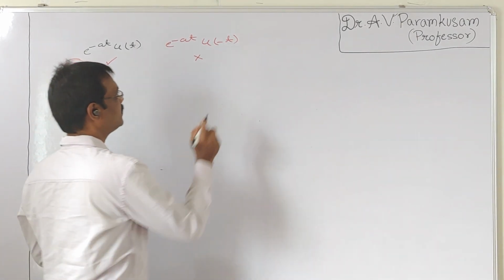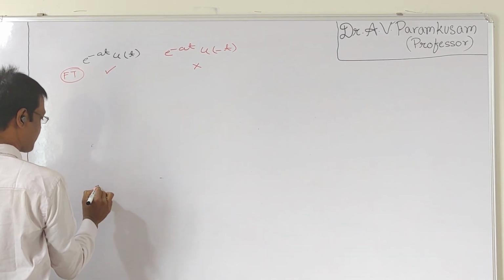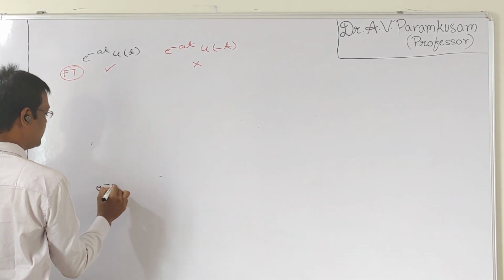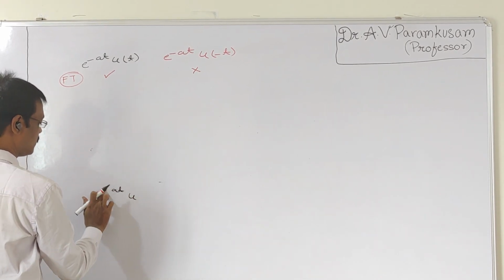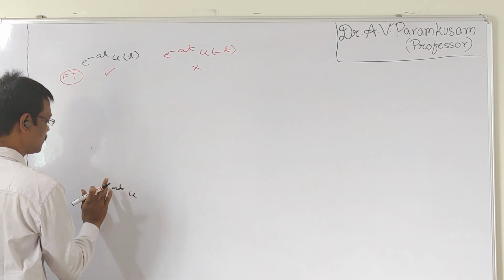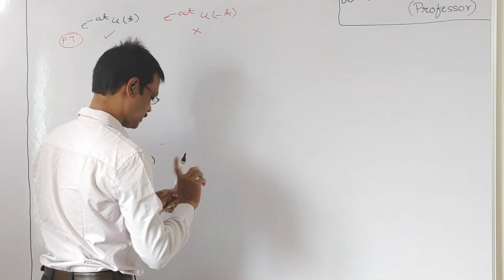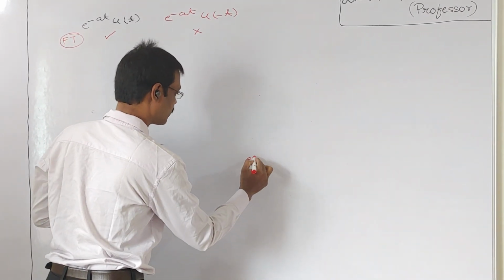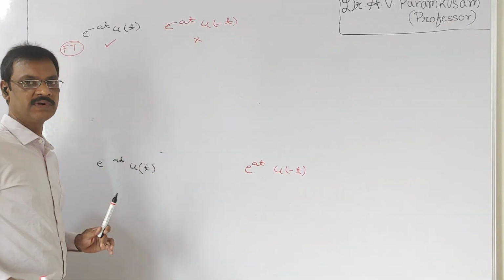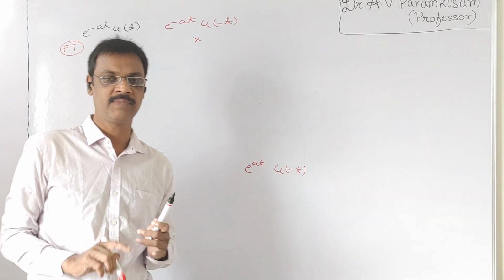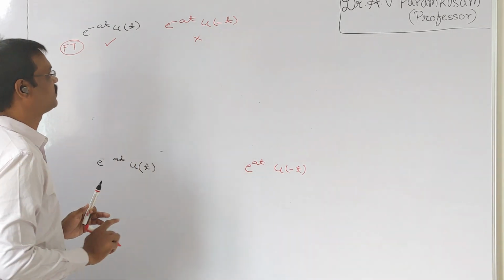I take another signal, e to the power of at u of t. Let us take another signal also, e to the power of at u of minus t. So, how many combinations? 4 combinations, using e to the power of minus at, e to the power of at, u of t and u of minus t. 4 possible combinations.